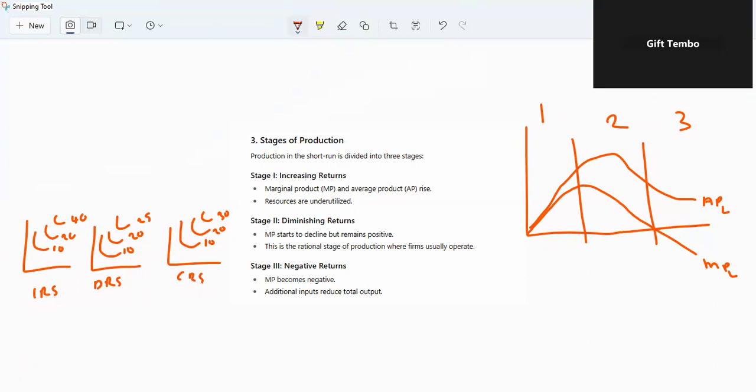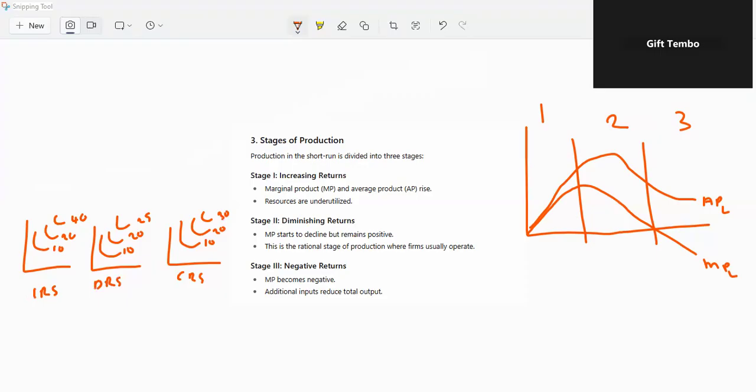So these are the three levels that we need to understand. They refer to how output changes when all inputs are changed proportionally. Increasing returns to scale is a situation where output will increase by a greater proportion than the inputs. Constant returns to scale is where output increases by the same proportion as inputs, and decreasing returns to scale is where output increases by a smaller proportion than the inputs.